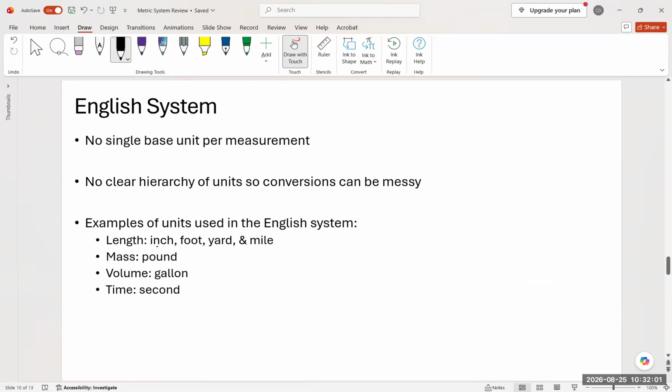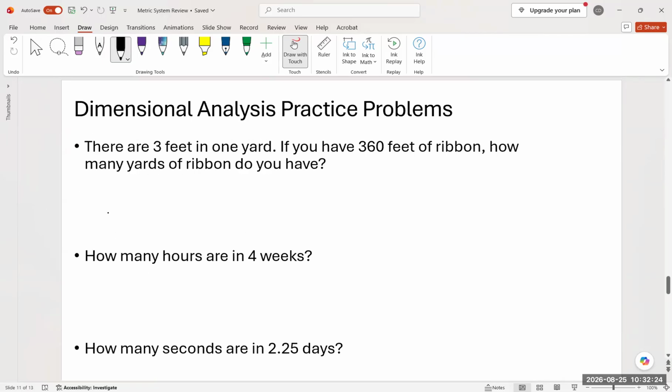If we're just talking about length, right, we know there's 12 inches in a foot, but there's 3 feet in a yard. And I don't remember exactly how many yards in a mile. I want to say close to 1,700. But the point is the numbers all vary when we're trying to go from one unit to the other. Okay, so we tend to use dimensional analysis when we're working with this English system. So let's just do another slide of examples.